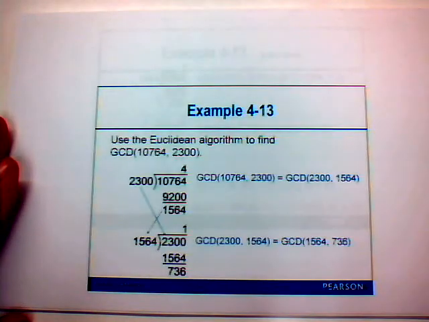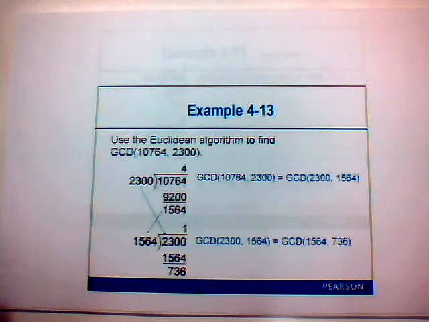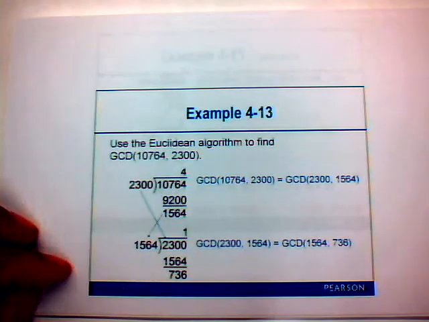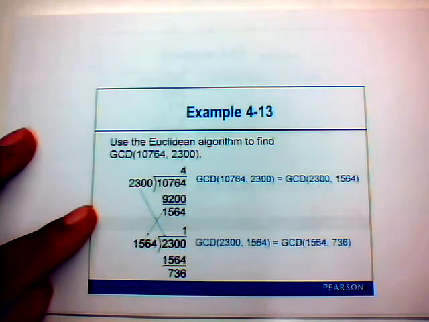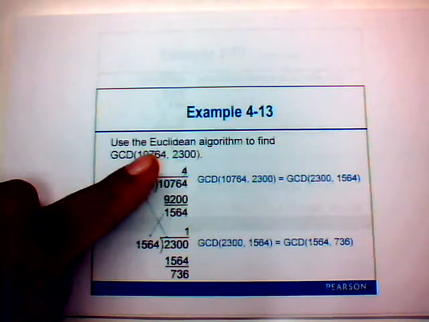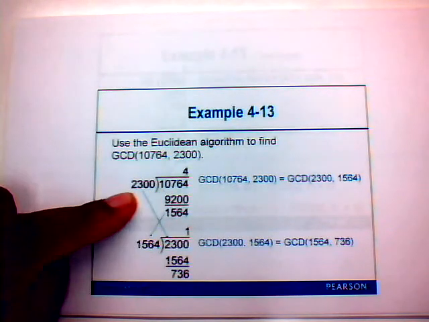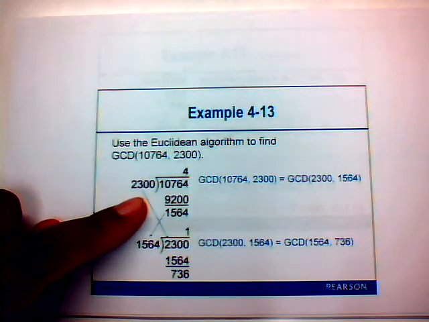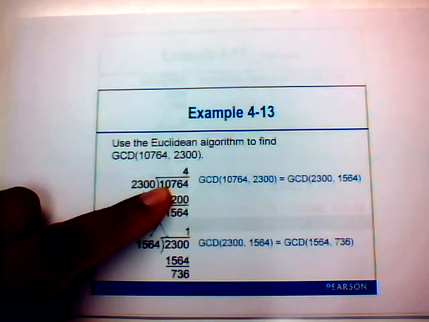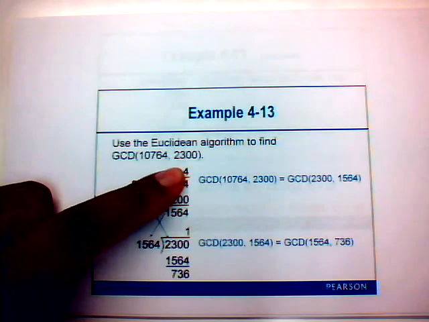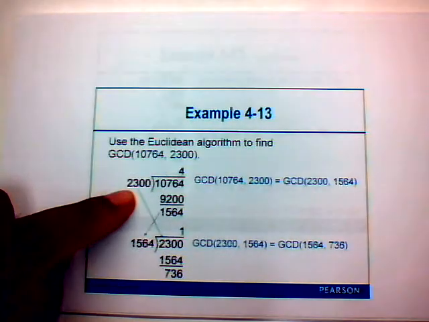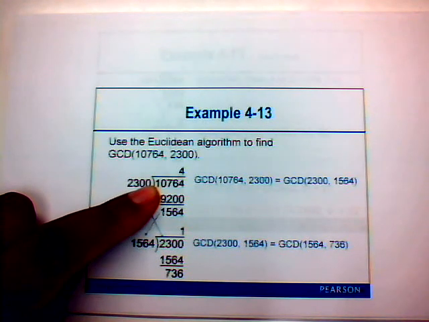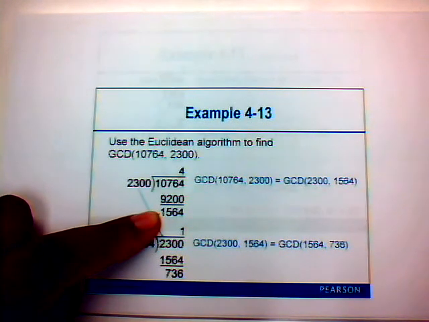And let's look at how this is applied. We're going to use the Euclidean algorithm to find the GCD of 10,764 and 2,300. First thing we do is divide the larger number by the smaller number. 10,764 will be divided by 2,300. And then we divide 2,300 into 10,764. That's going to go 4 times. So 4 times 2,300 is 9,200. Subtract 9,200 from the 10,764, you're going to get 1,564.